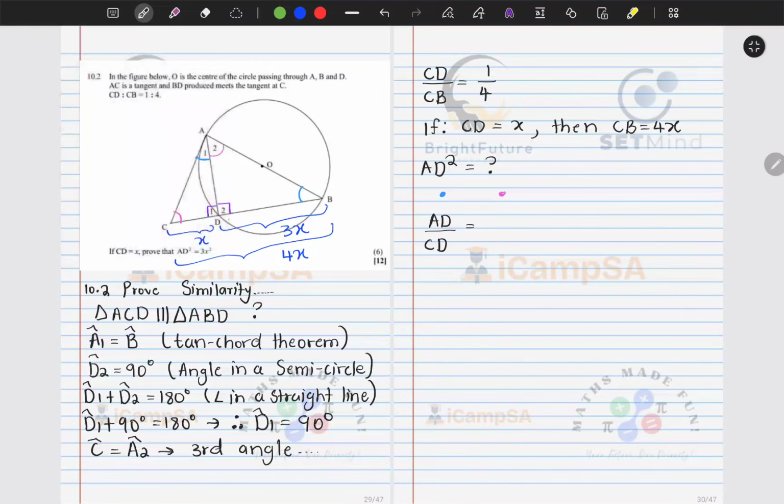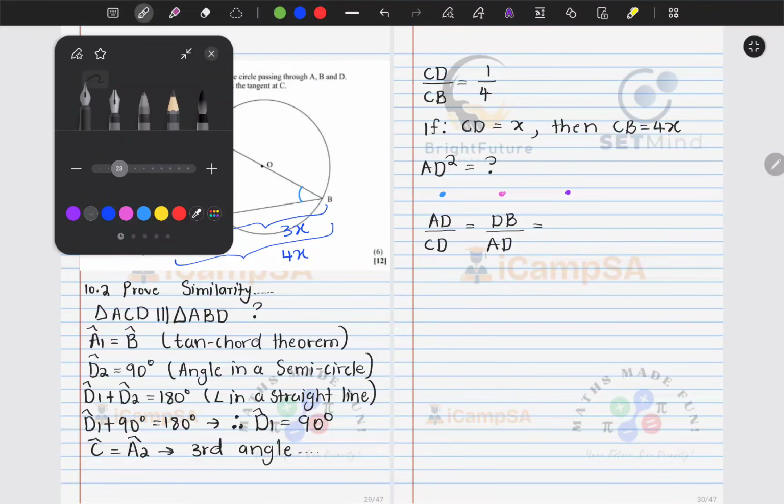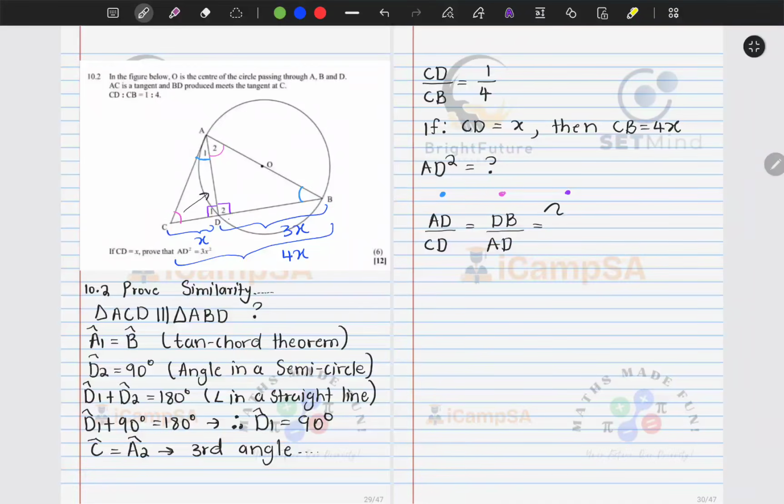So if we look at the pink ones, you will see that we will have DB. So we'll have DB divided by the smaller triangle, the side opposite. That one would be AD. Okay, so AD, then this will be equal to, let's go for the purple ones. So the purple ones are opposite to the bigger triangle, is AB. Then on the smaller triangle, what is opposite to 90 degrees is AC.